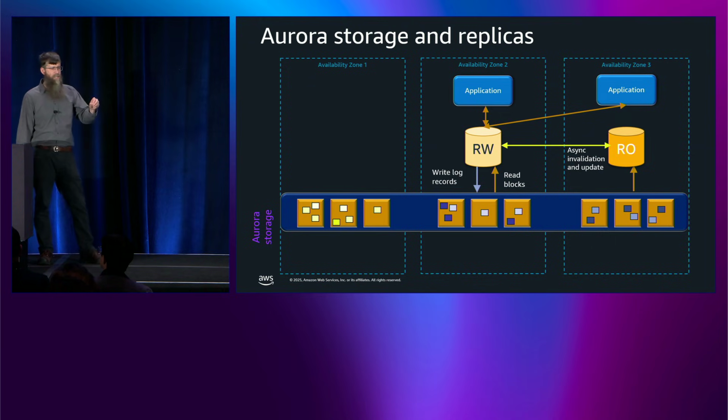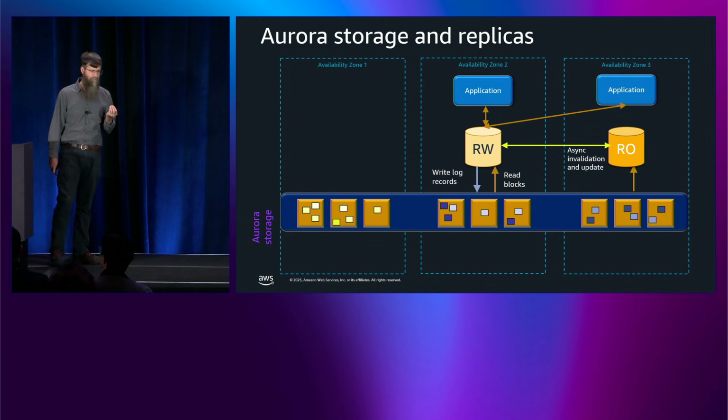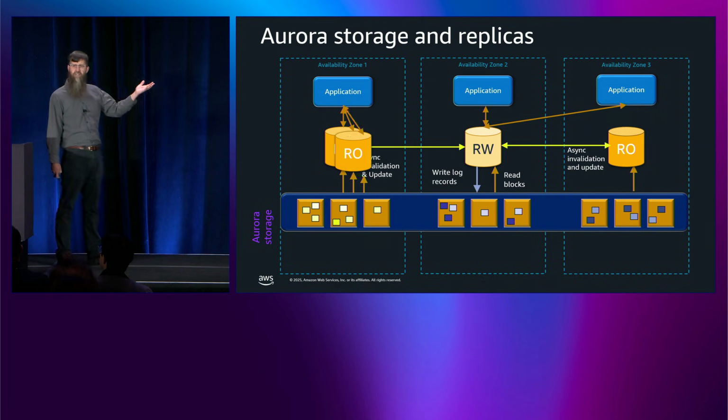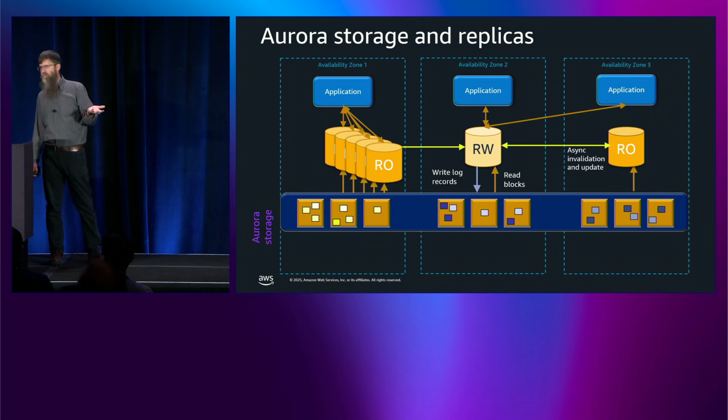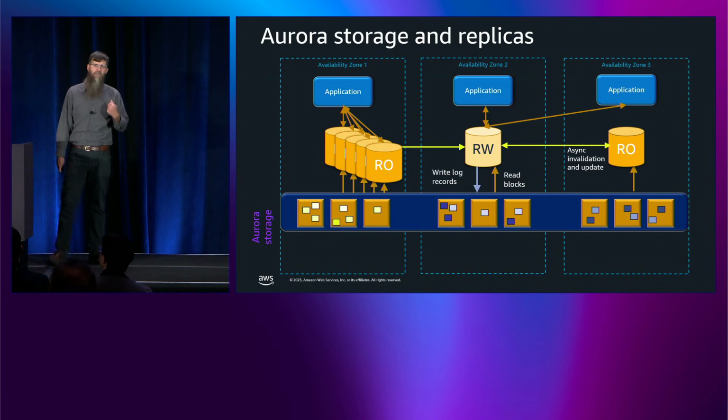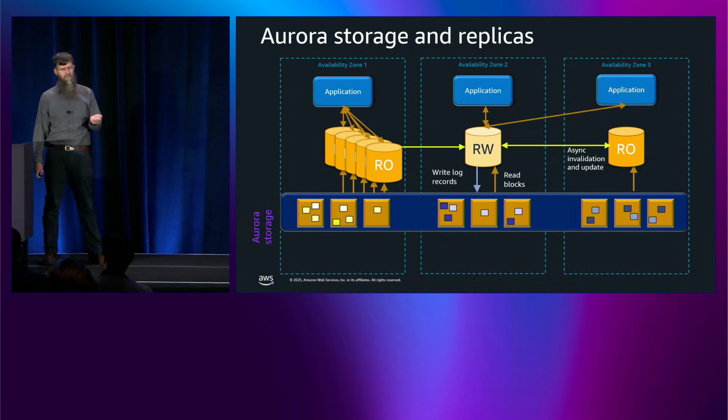So when we run a transaction on the read-write node, then the read-only node finds out about it within just a few milliseconds. We can add up to 15 of these replicas in different AZs, or the same AZ if you want to. Again, this is not disruptive. We're not having to reboot any of the cluster, any of the other replicas in order to do this.